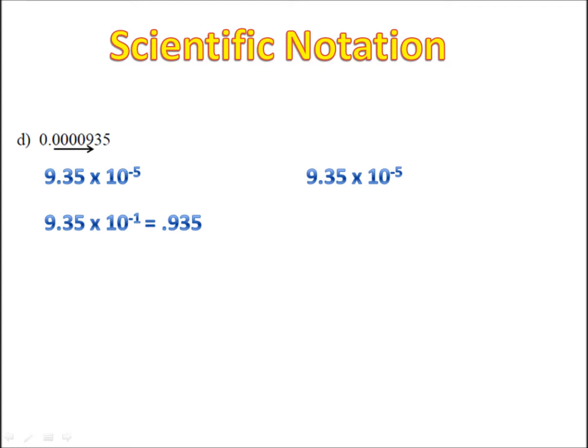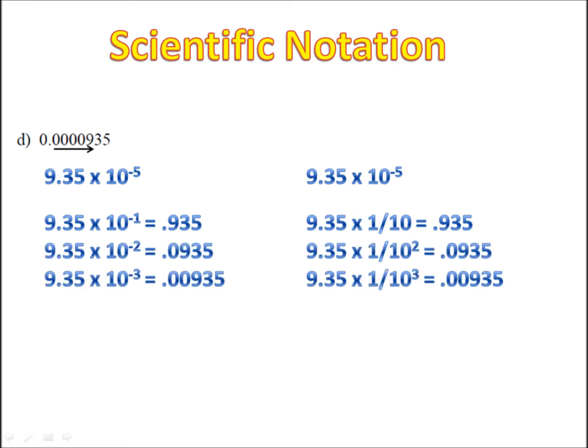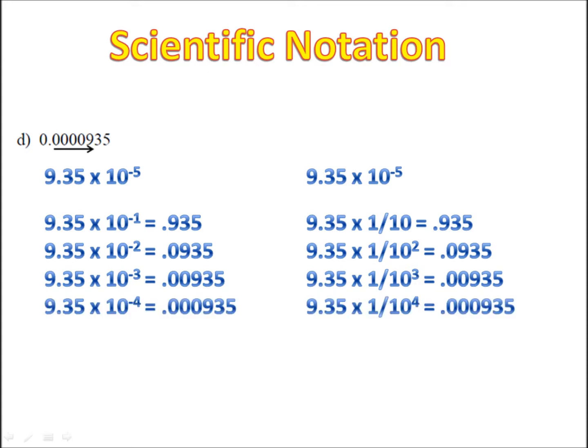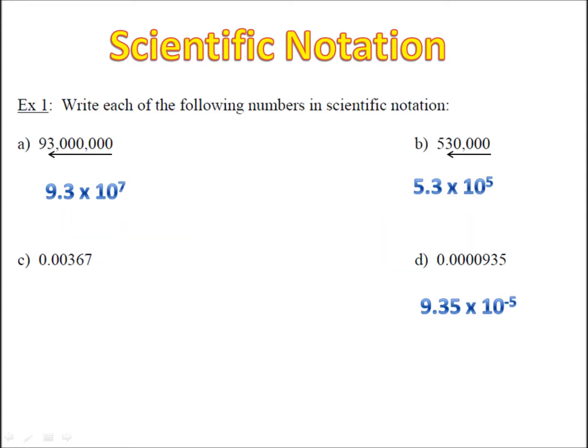So 9.35 times 10 to the negative 1 is really the same as 9.35 times 1 over 10, or divided by 10. Every time we divide 9.35 by 10, the decimal point moves one place to the left. And by the time I get to the negative 5th power, I have 0.0000935. That's the original number. Some people like to think of this: if it's a tiny number, negative exponent. If it's a huge number, positive exponent.